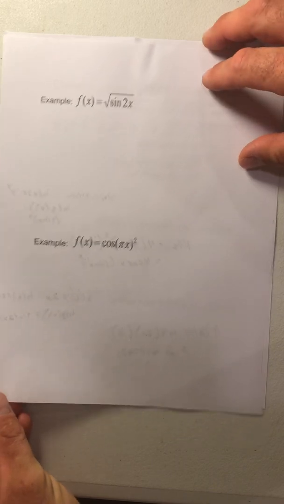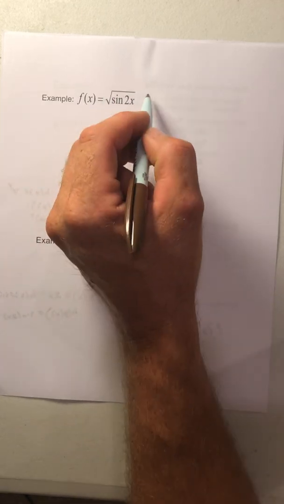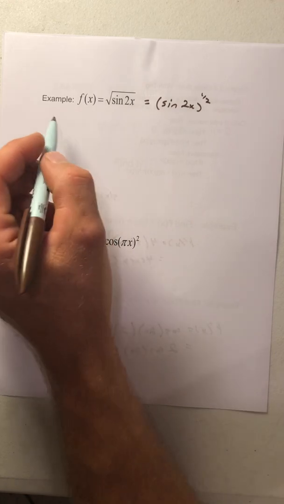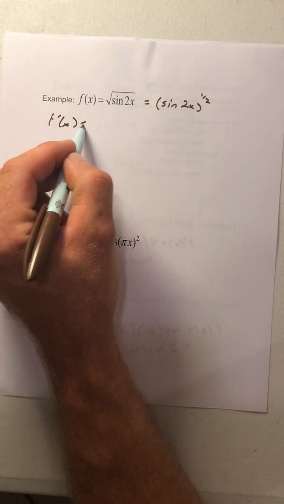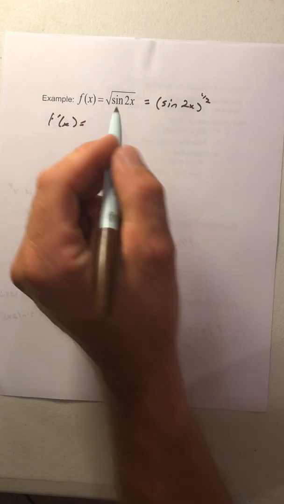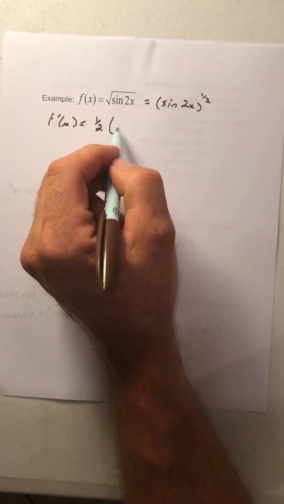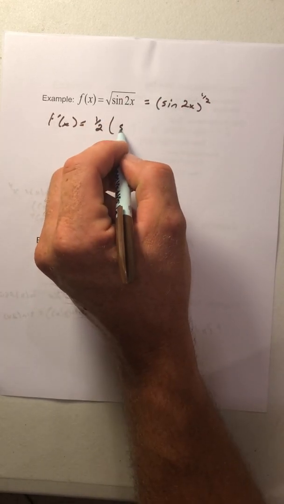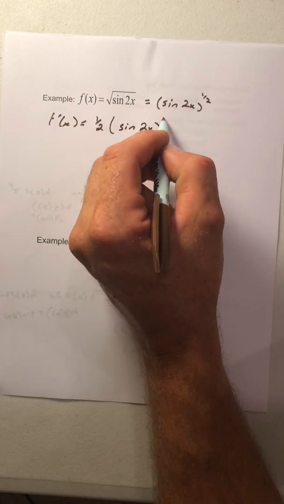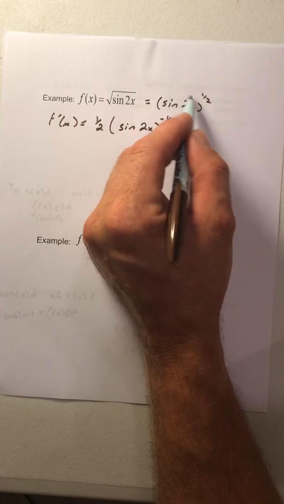So here, I'm just going to run through a few more examples. We have the square root of the sine of 2x, so we can rewrite that as the quantity of the sine of 2x to the 1/2. So this is kind of interesting because we have kind of two composite functions here. So we have a quantity to an exponent, so we're going to bring the 1/2 to the front. The inside is going to stay the same, so the sine of 2x, take the exponent, decrease it by 1. And then we've got to take the derivative of the inside.